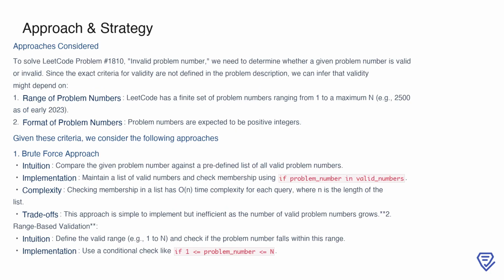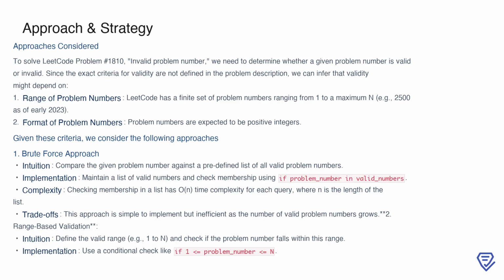To address the problem of determining whether a given problem number is valid or invalid, we first need to consider the potential criteria for validation. Since LeetCode problem numbers are finite and sequential, two primary factors come into play. First, the range of problem numbers. Typically, these numbers start at 1 and go up to a maximum n, which is currently around 2,500 as of early 2023. Second, the format of the problem number, as these are expected to be positive integers.